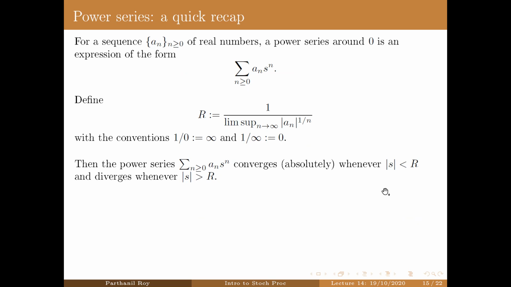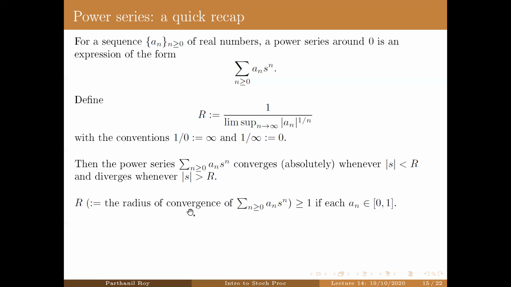Now anyway, what can be actually shown is that in any closed and bounded interval inside minus R to R, okay, any closed and bounded interval which is strictly contained in the open interval minus R to R, this convergence is actually uniform. Okay, it can be shown that. Anyway, it's not going to be so important.